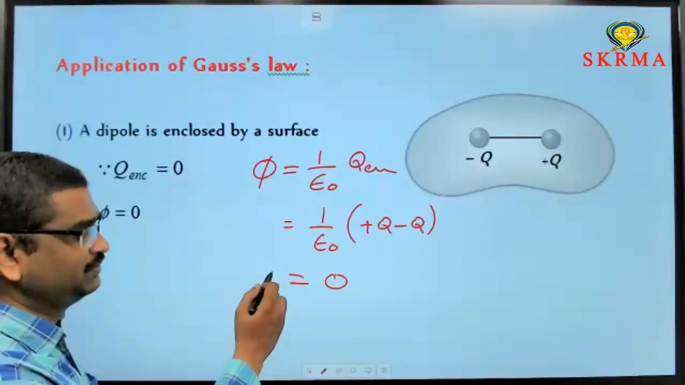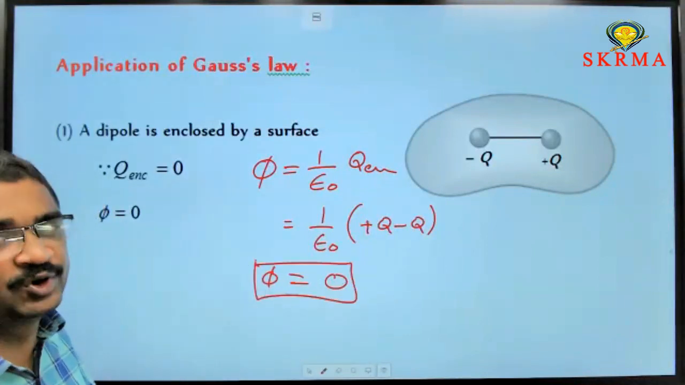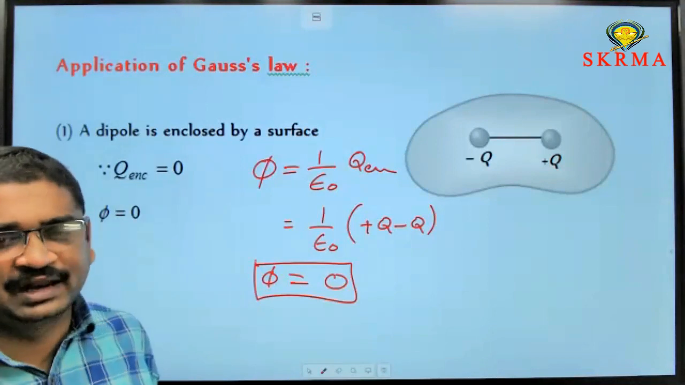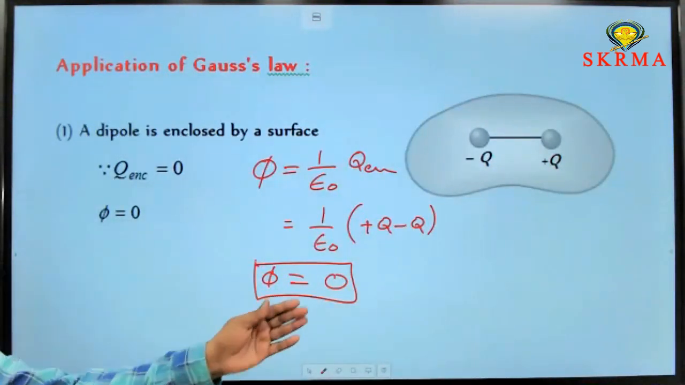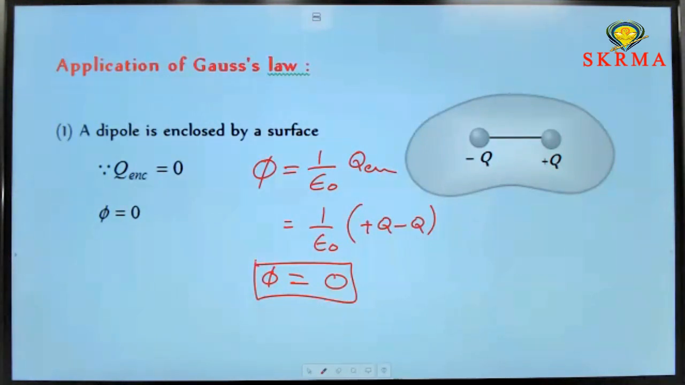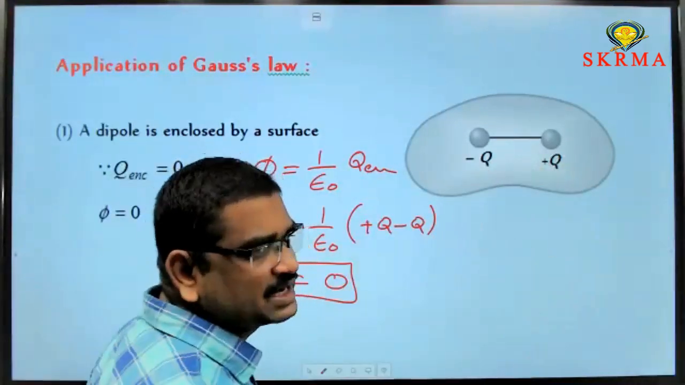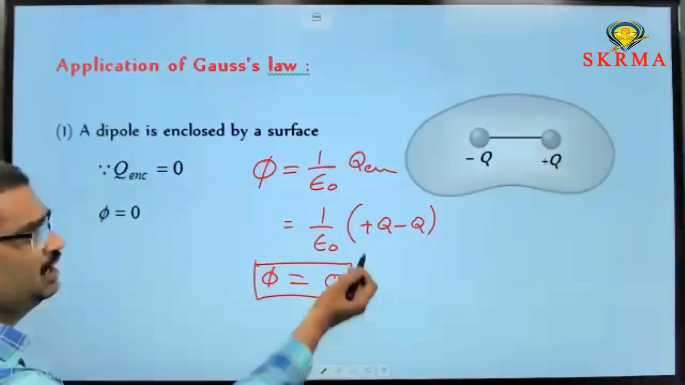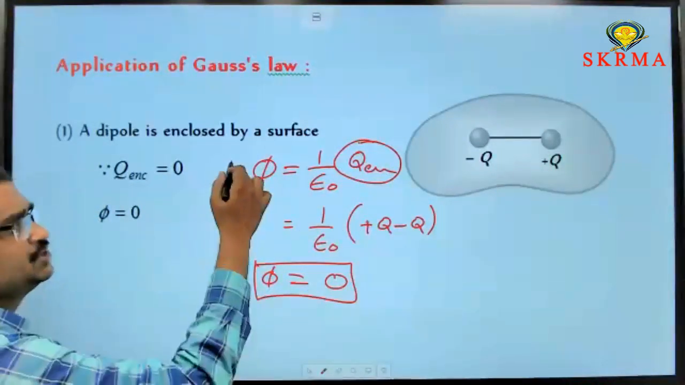So the flux passing through the surface is 0 for a dipole. If a dipole is enclosed by a surface, then what is the flux passing through the surface? 0. That is the first application, because the total charge is 0. Just add these two charges. Q enclosed is 0, which means phi should be 0.